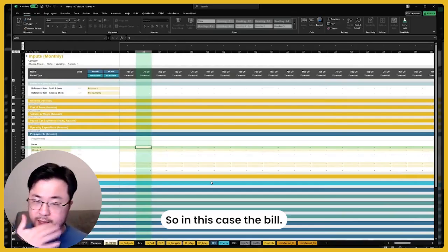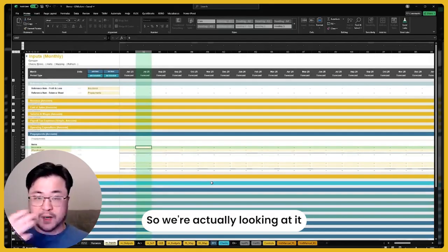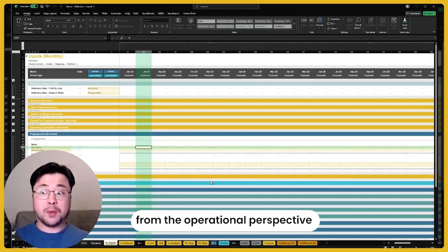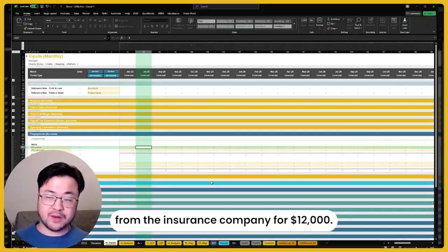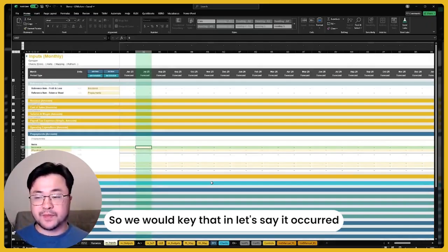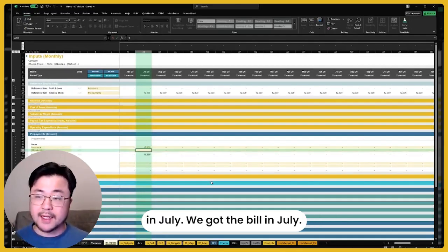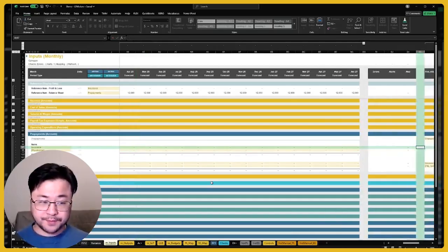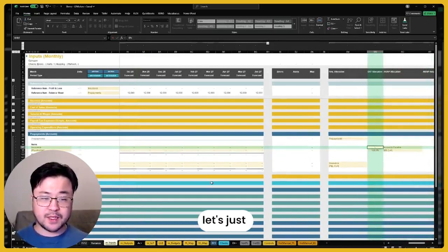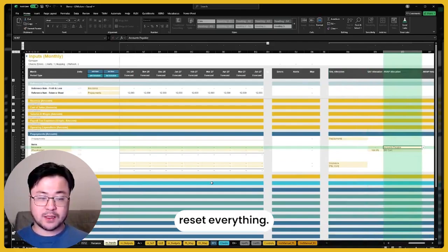In this case, we're actually looking at it from the operational perspective. We would have received a bill from the insurance company for $12,000. So we would key that in, let's say it occurred in July, we got the bill in July. So you'll now see $12,000 goes in as a bill. Before we do anything, let's just reset everything.